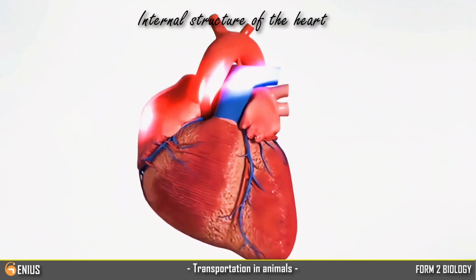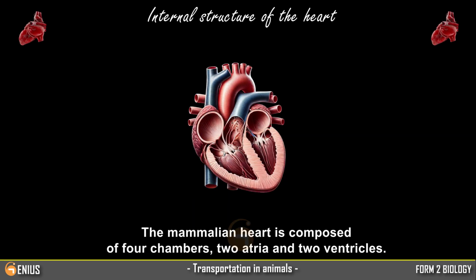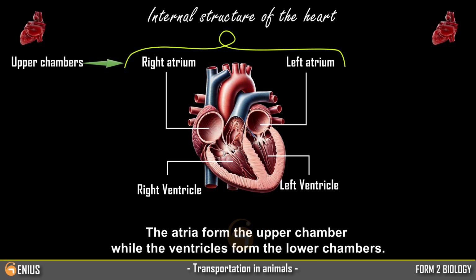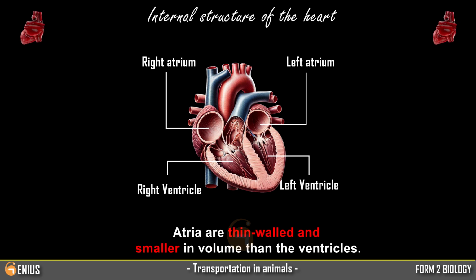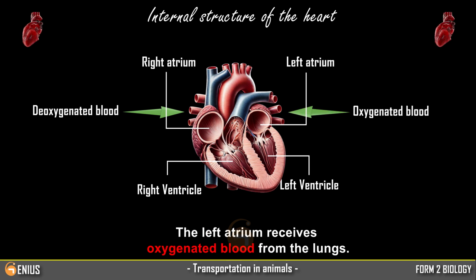Internal structure of the heart. The mammalian heart is composed of 4 chambers, 2 atria and 2 ventricles. The atria form the upper chamber while the ventricles form the lower chambers. Atria are thin-walled and smaller in volume than the ventricles. The right atrium receives deoxygenated blood from the body organs except the lungs. The left atrium receives oxygenated blood from the lungs.